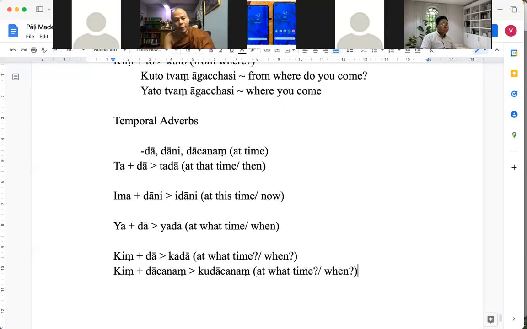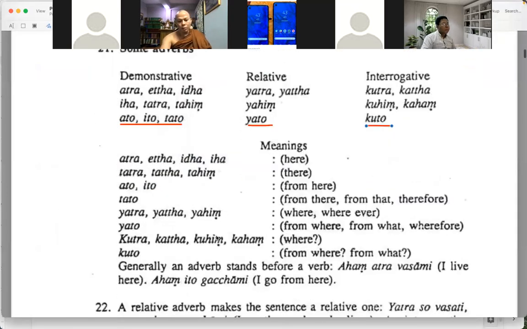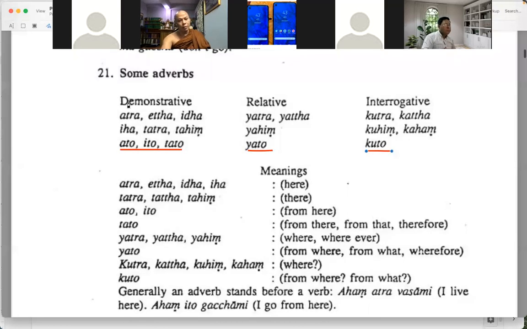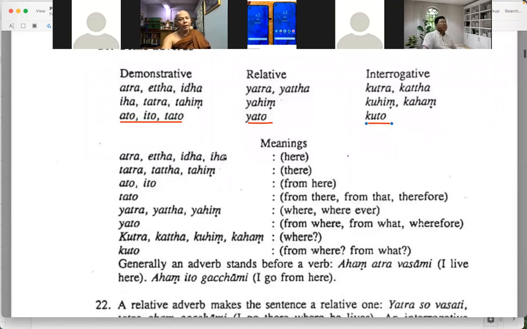So we have those adverbs. But in Parliament, without explaining or separating systematically in this way, some adverbs or demonstratives are adara, ita, ida, iha, tadara, dehe, ado, ito, tato, and relative pronouns yatra, yata, yehin, yado. Interrogative pronouns are kudra, kata, kuhin, kahan, kudo. Here the meanings are: adara, ita, ida, ihami, here; tadara, data, dehemin, there, and so on. If we understand in this way systematically, it is easy to remember and easy to form by ourselves.